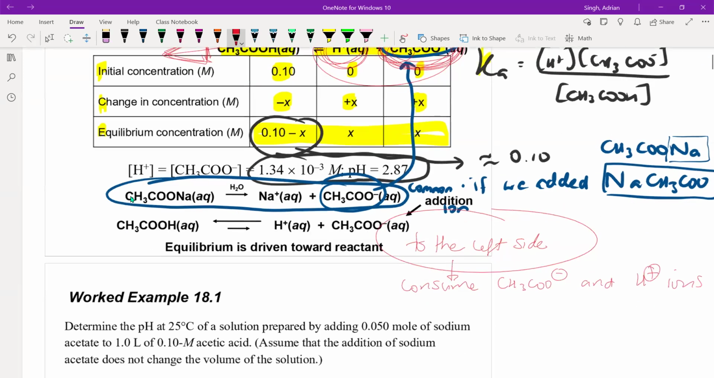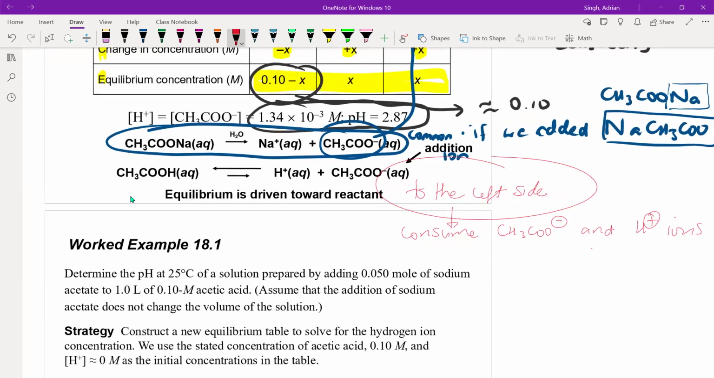Right? And if we're using up some of the H plus, this then will lead to a change in the pH, because the pH is the negative log of the concentration of the H plus. So we can expect something to happen to our pH, right? If we add that common ion, in this case, we start off with a pH of 2.87.